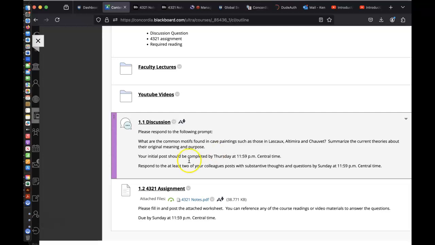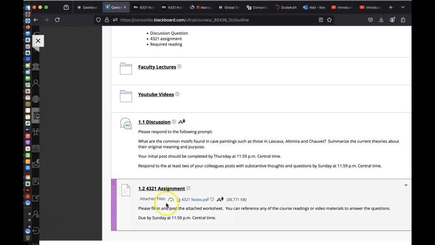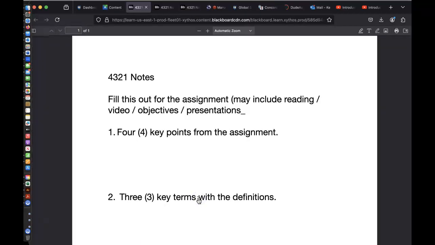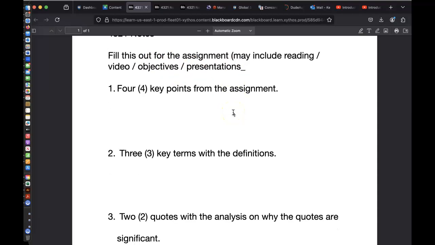in order to have your discussion get 100%. And then there's the 4-3-2-1 assignments. So these are going to be almost on every section. I'm going to open it up so you get a look at what this looks like. These are gleaned from your reading of the book, the video, the lectures from me, objectives, and presentations. So you're going to look for 4 key points from the assignment and just list them here. What are 4 key points that you figured out?